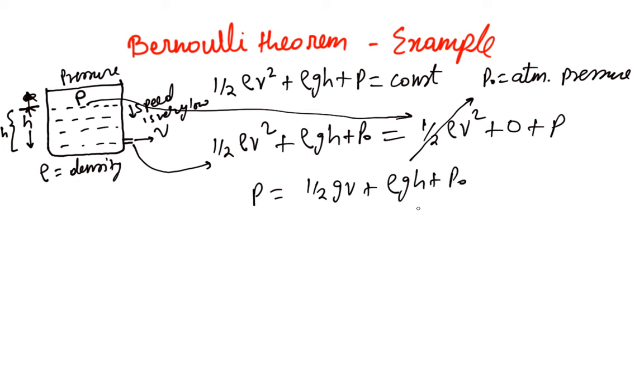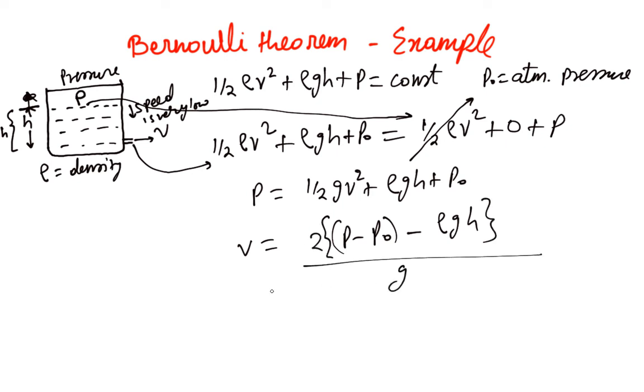That gives us v equals the square root of 2 times, P minus P naught minus rho gh, divided by rho. So this is the velocity.